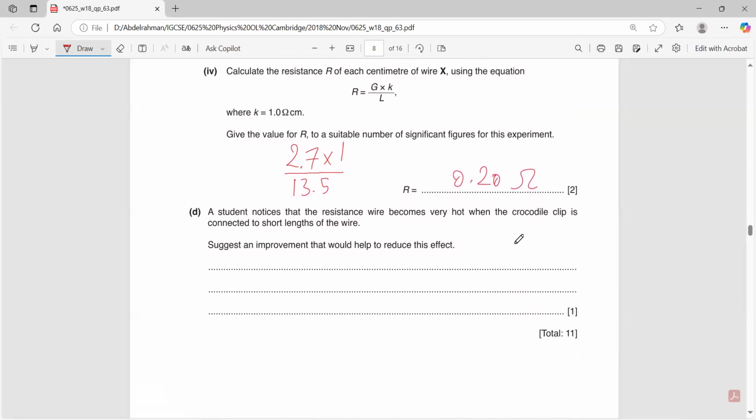A student notices that the resistance wire becomes very hot when the crocodile clip is connected to the short lengths of the wire. Suggest an improvement. If you want to decrease the temperature, then you can use a smaller resistance. I'm sorry, a smaller current, I mean. You can decrease the current. You have actually two precautions. You can either decrease the current or switch off the circuit between each reading.